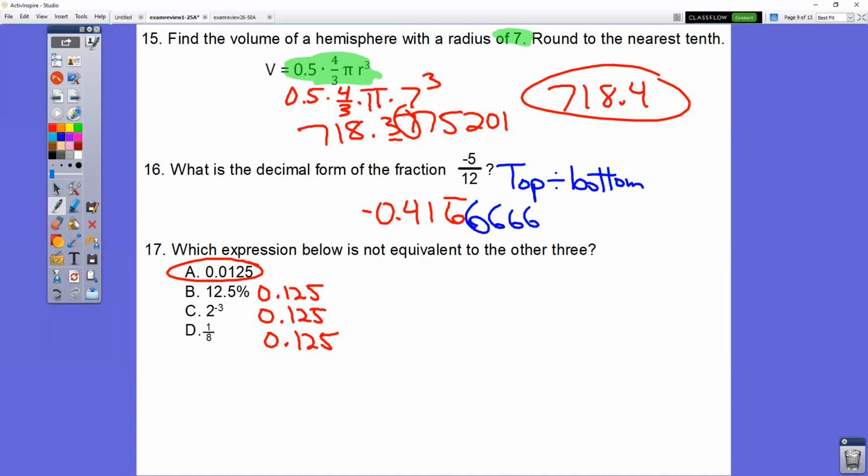All right. In question number 17, which expression below is not equivalent? Not equivalent means not equal to. Which one is not equal to the other 3?